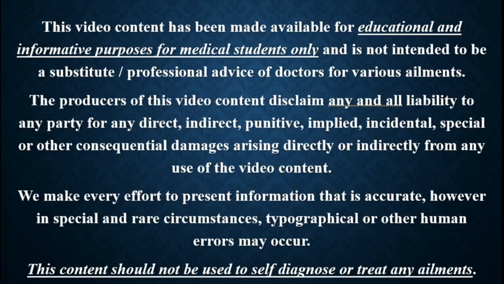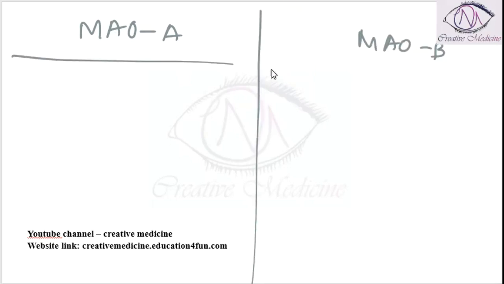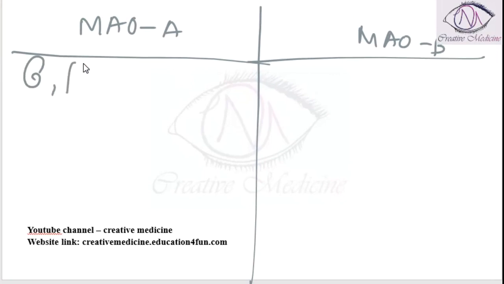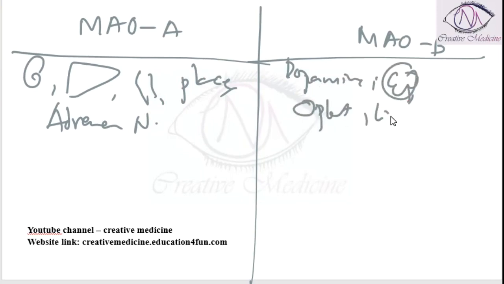In this lecture, we will learn about the difference between monoamine oxidase A and monoamine oxidase B. We have two types of monoamine oxidase, that is A and B. Monoamine oxidase A is present in kidney, liver, intestines, placenta, and it is also present in adrenergic neuron. Whereas monoamine oxidase B is present in dopamine neurons, it is present in brain, platelets, and liver.